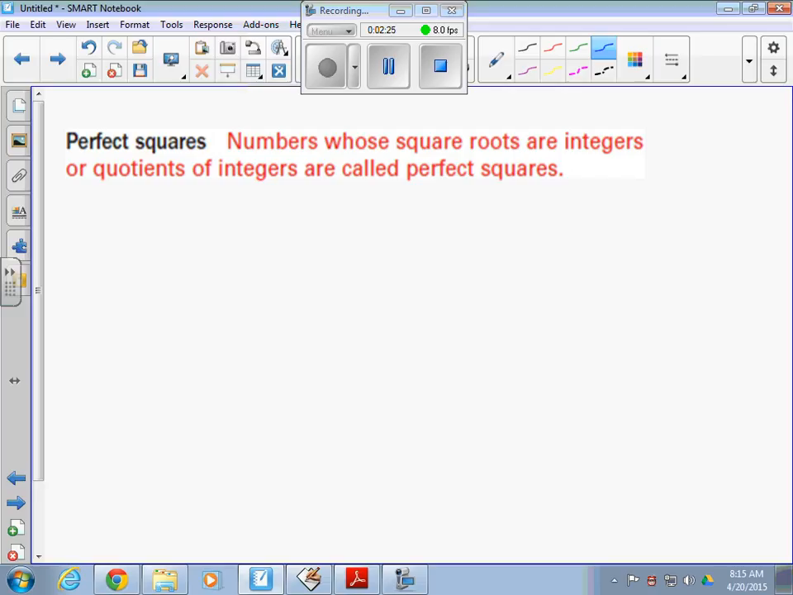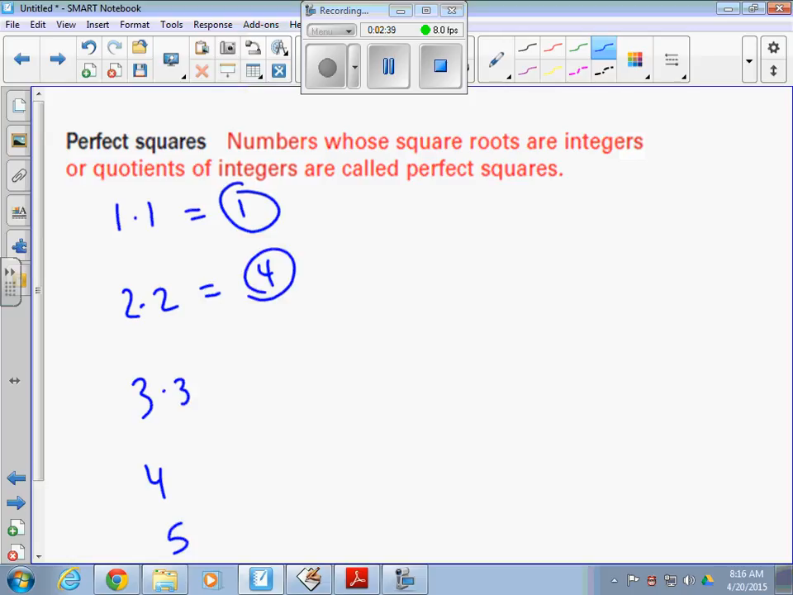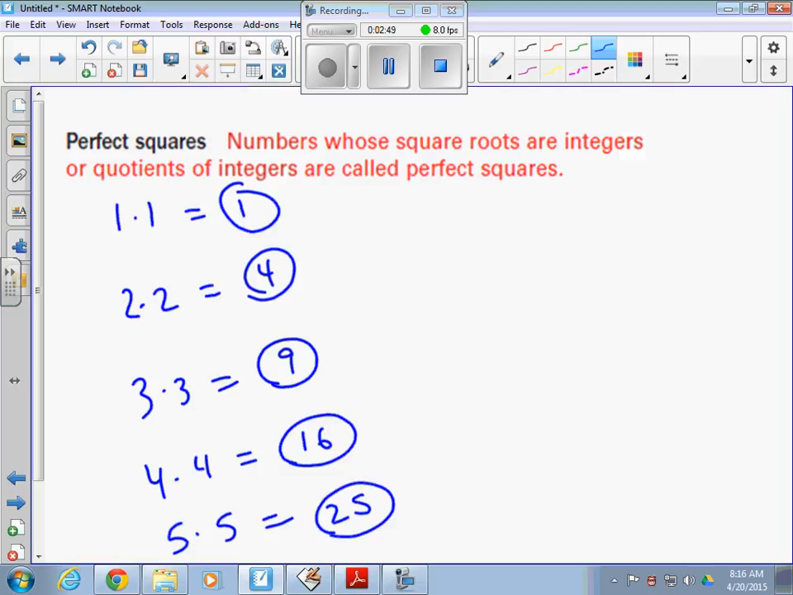Perfect squares are numbers when you count, like 1, 2, 3, 4, 5, and it keeps going. 1 times 1 is 1. This is a perfect square. 2 times 2 is 4. That's a perfect square. 3 times 3 is 9. 16. 5 times 5. It will help you tremendously to learn these numbers. You're going to use them plenty in this class and plenty going forward in math classes. Learn your perfect squares.